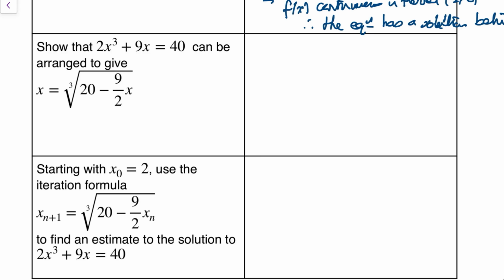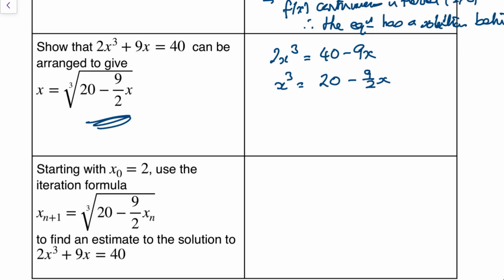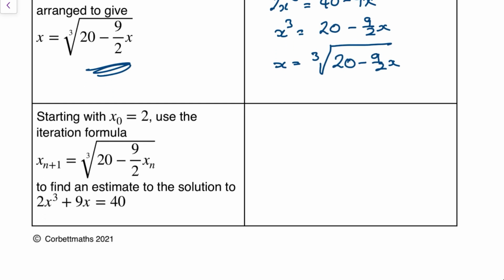So let's do that. The first step is I'm going to say that 2x cubed is equal to 40 minus 9x. Then I'm going to divide by 2, because I need to show the steps, even though they're fairly easy steps, so x cubed equals 20 minus 9 over 2 x. Look at what I've got. That does indeed look the same. Then I'm going to take the cube root, so therefore x equals the cube root of 20 minus 9 over 2x. Question done. I've shown it nice and clearly. Even though it's an easy one, I need to show what I'm doing.